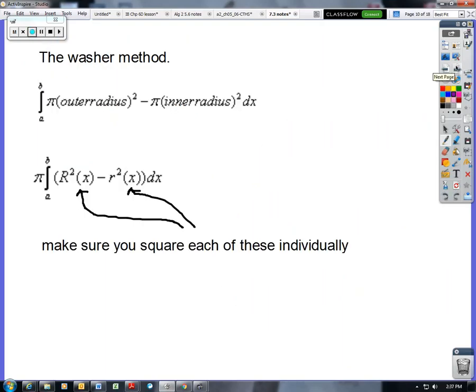Here's the washer method, so you can pause this and write this down. Keep in mind this note here that you're squaring each of these individually. It's not the whole thing. You don't want to do the whole thing squared. Be careful not to make that mistake.